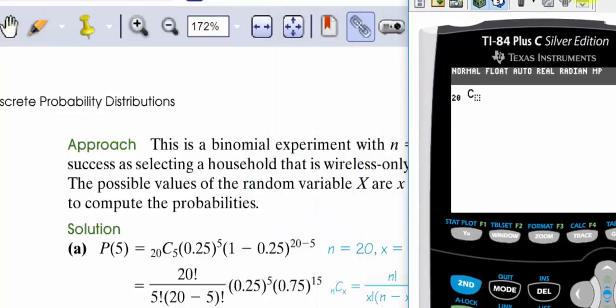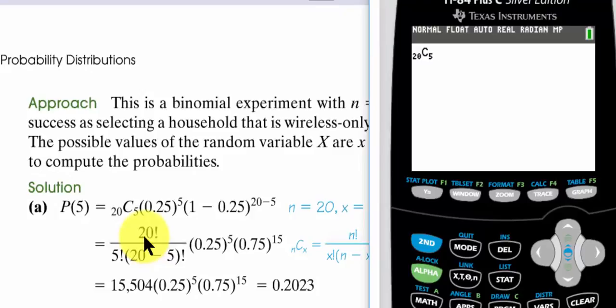Right, so I replace the N with the 20, and I press the right arrow, and I can replace the X with 5. So this 20 choose 5 is the same as this 20 factorial over 5 factorial times the quantity of 20 minus 5 factorial. So if I were to press enter right now, this large number, this 15,504, is what's represented here, okay?